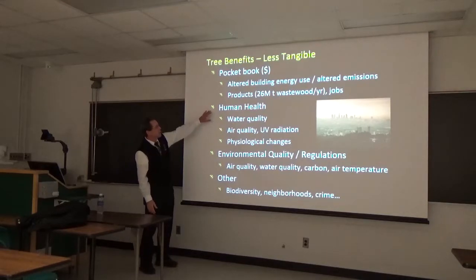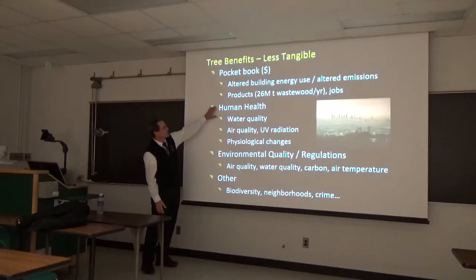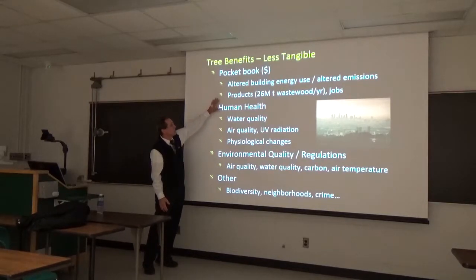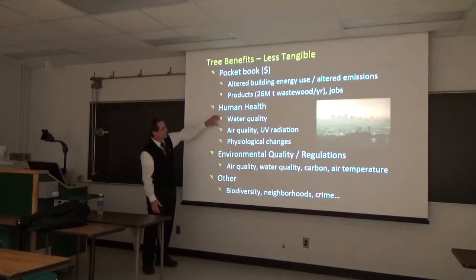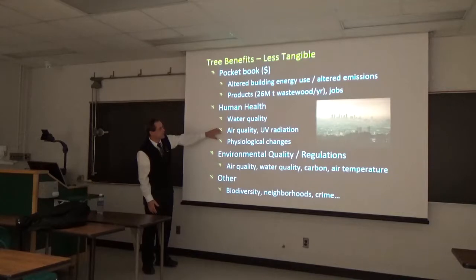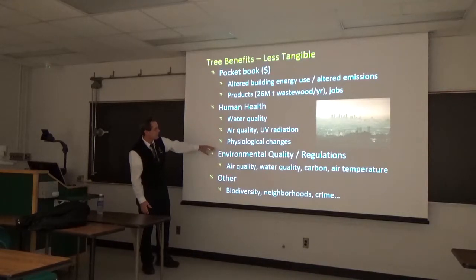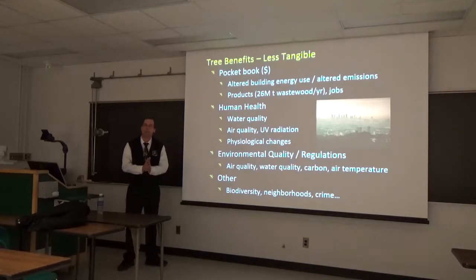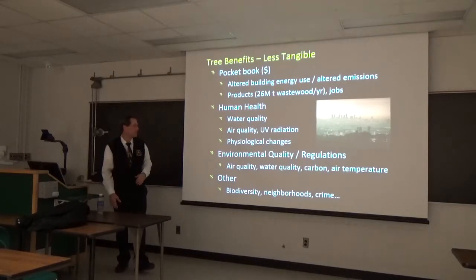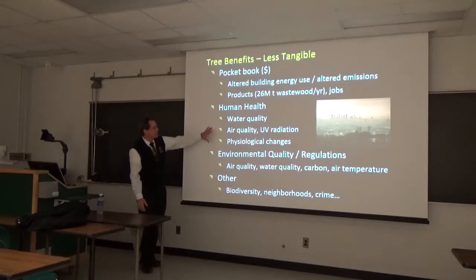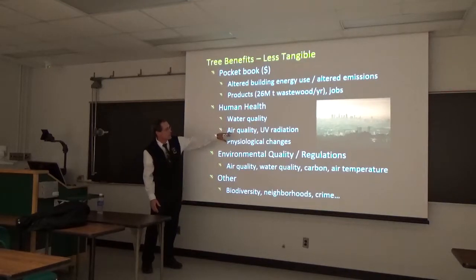Other ones that people may not perceive, this one I think is going to sell. This is actually monetary, where they can see a direct return in terms of dollars. These are ones that people can relate to. Changes in water quality, changes in air quality, ultraviolet radiation. Physiological changes, our bodies produce different chemicals when we view vegetation. We become less stressed, which has impacts on human health. This has a direct impact on human lives.